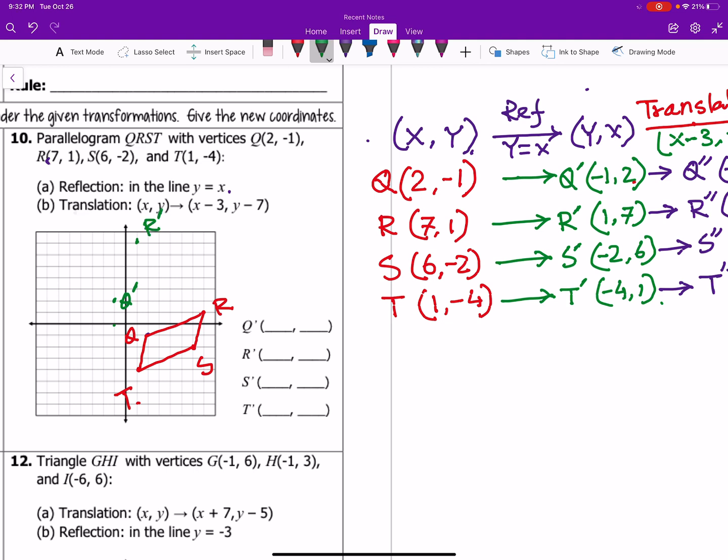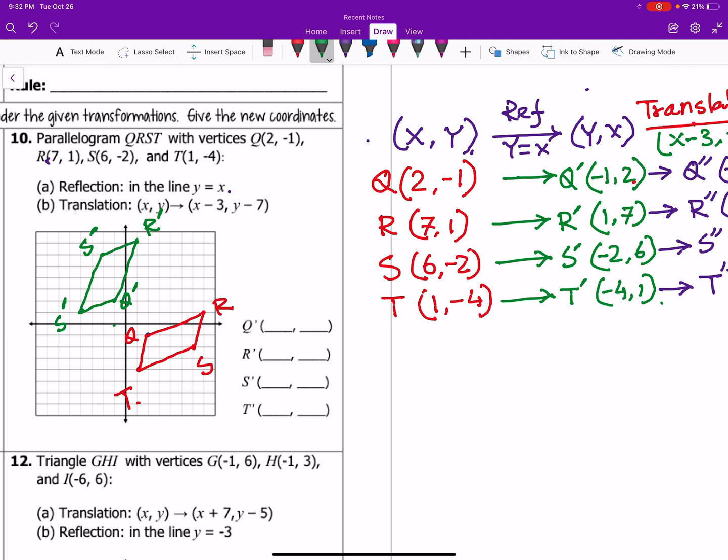And then my S prime is negative 2 and 6. So 1 and 2, negative 2 and 6, 1, 2, 3, 4, 5, 6. So that's my S prime. And then my T prime is negative 4 and 1. So 1, 2, 3, 4, and that is 1. So that's my T prime. Okay, so let's join them. So that's my image after the reflection.